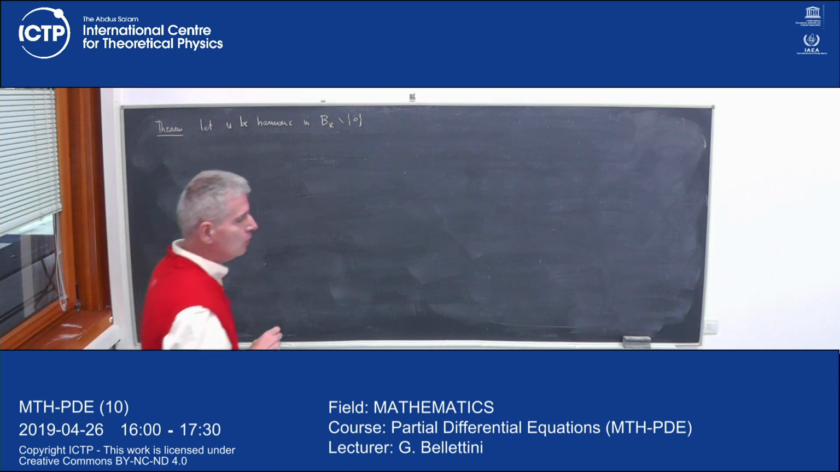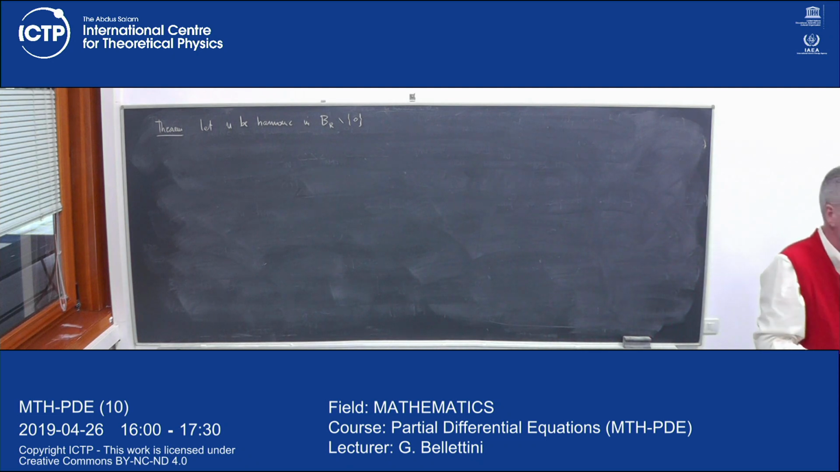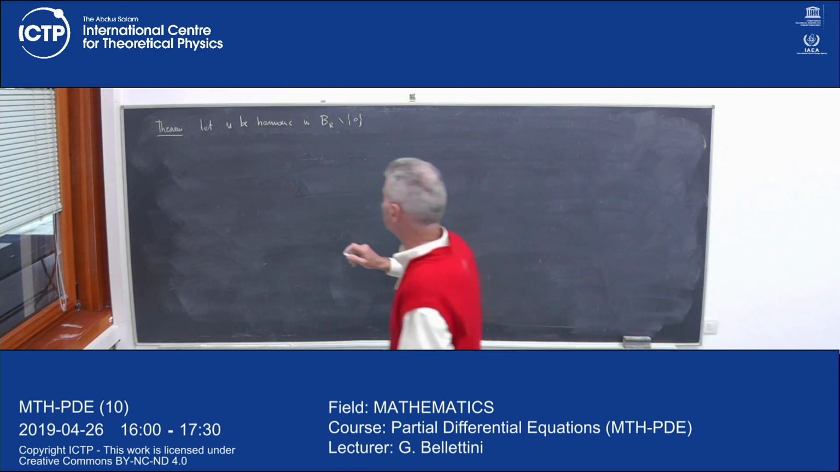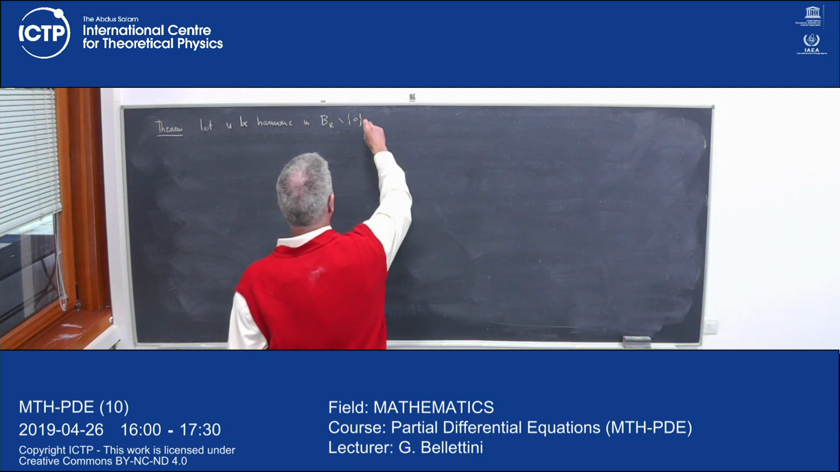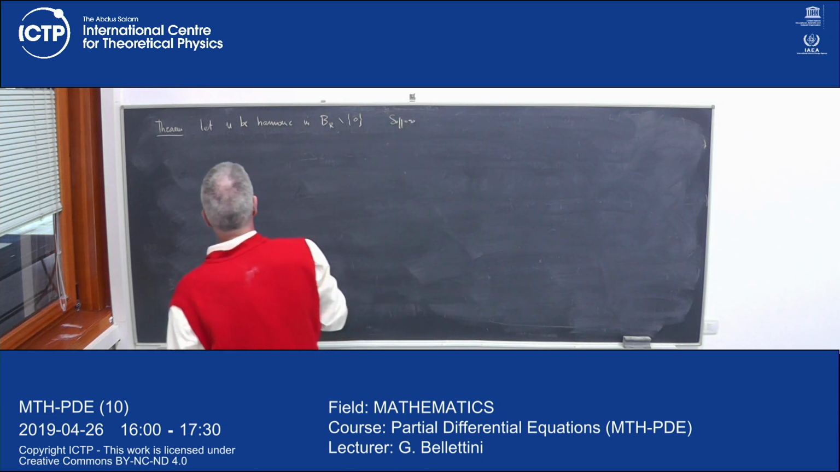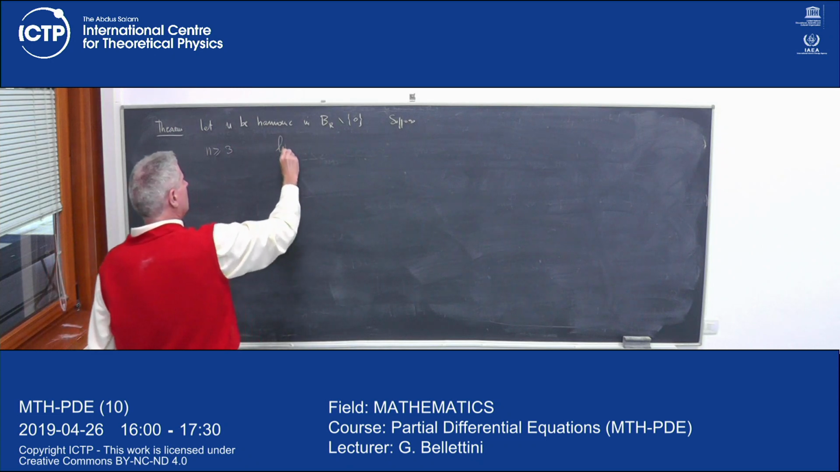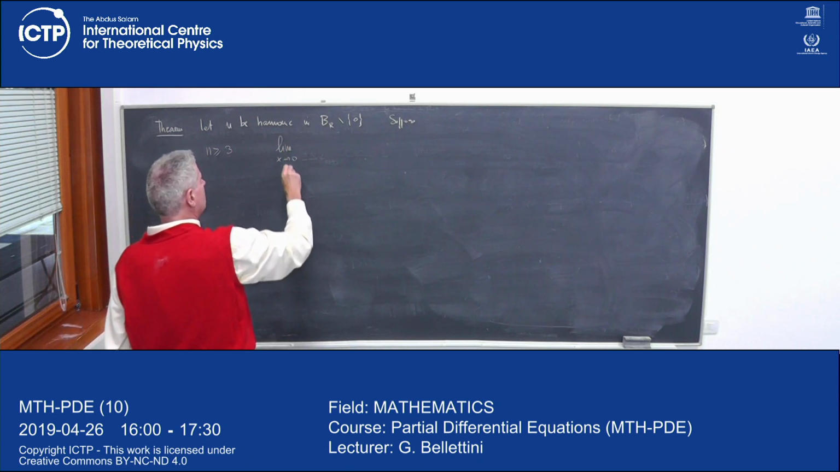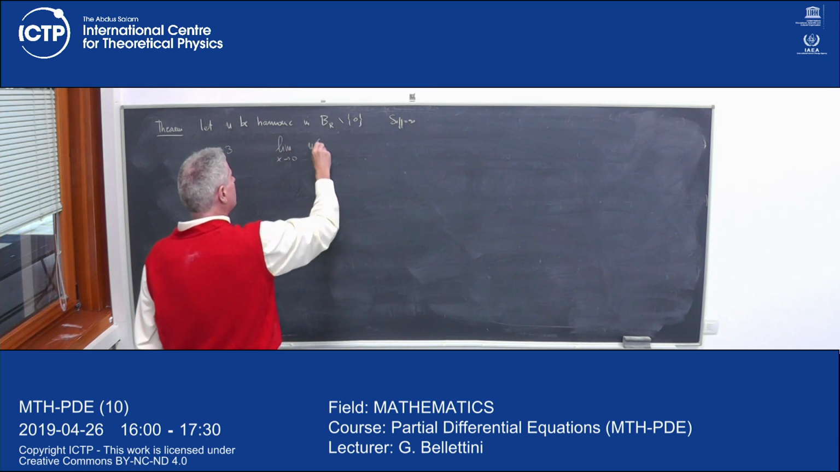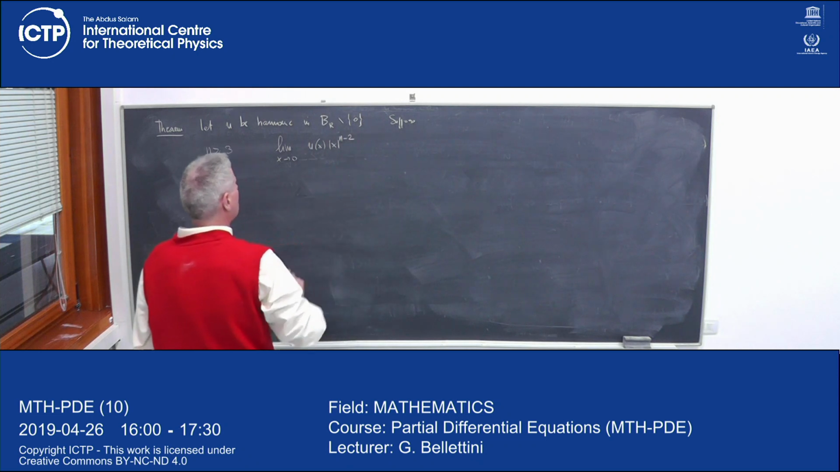And now we have to write the analog assumption of being bounded in any dimension. The analog assumption is interesting. So let u be harmonic in Br minus 0, and suppose that the limit of u of x is 0.